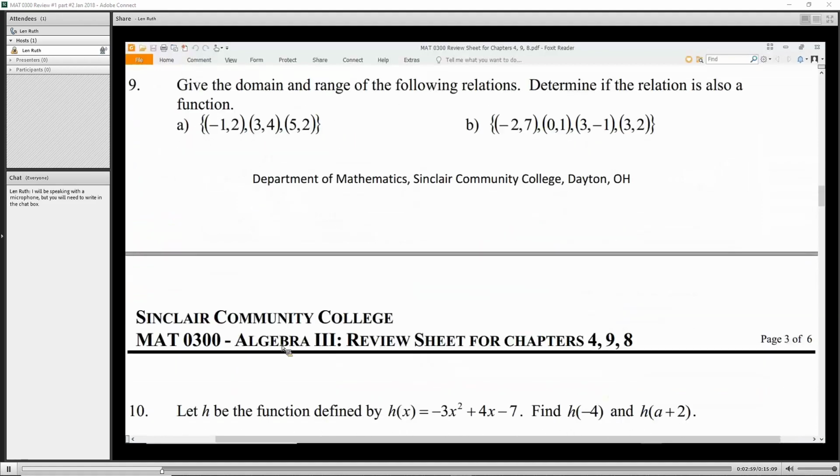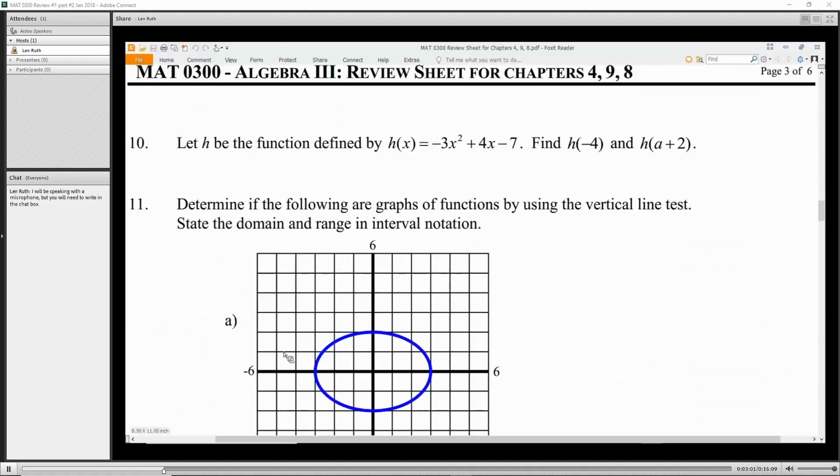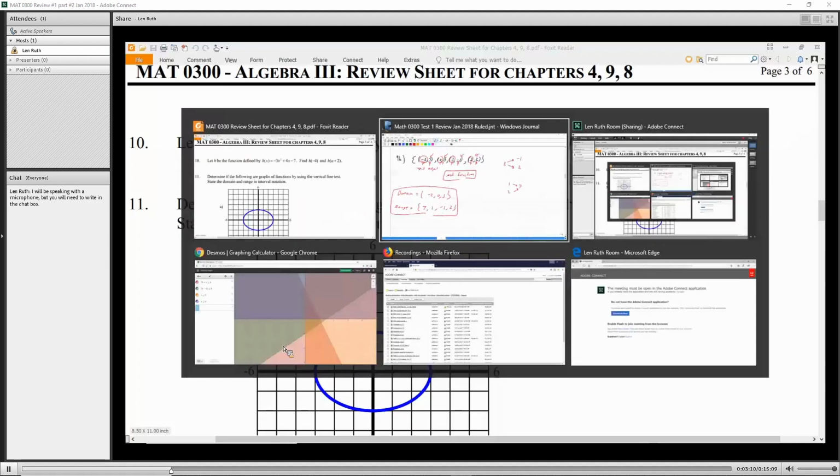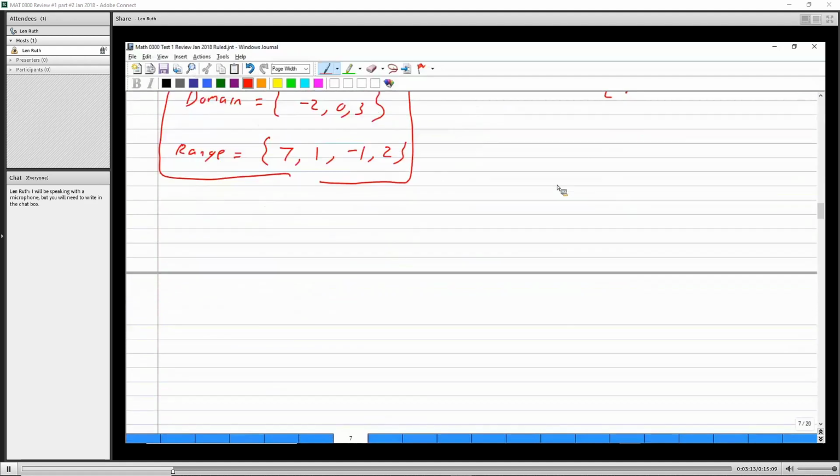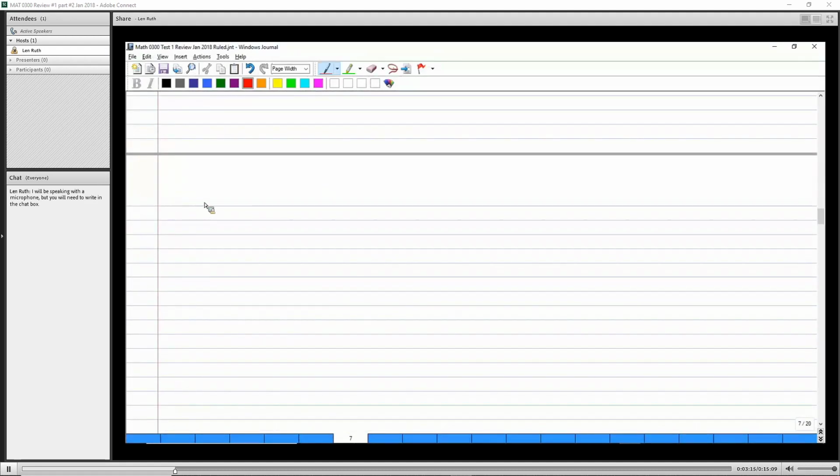Okay, let's move to 10. Here we have a formula for a function. We're asked to evaluate first at -4. That's fairly simple. And then we're asked to evaluate at a + 2. Copy that. So 10. The function is h of x equals -3x squared plus 4x minus 7.